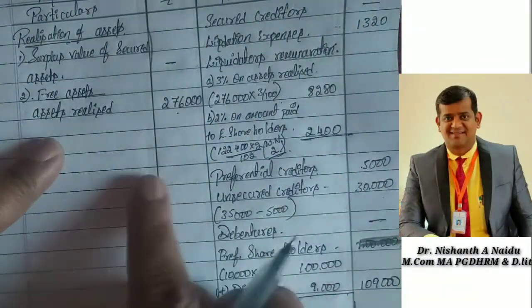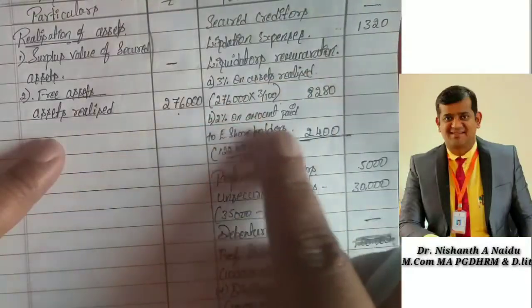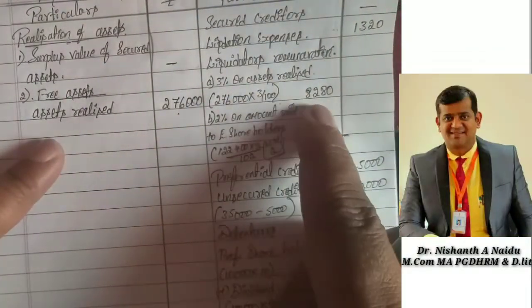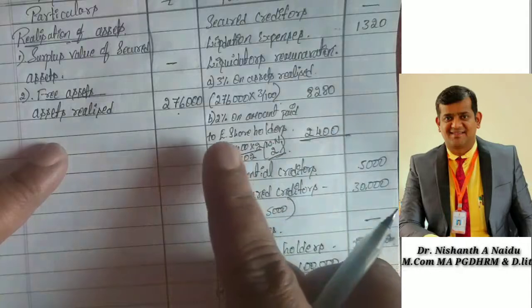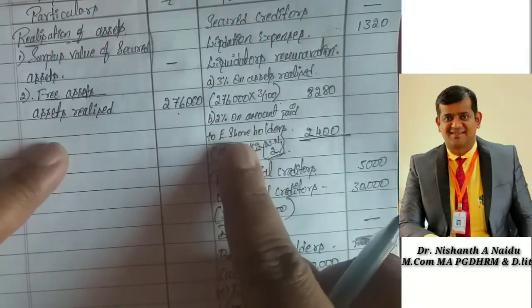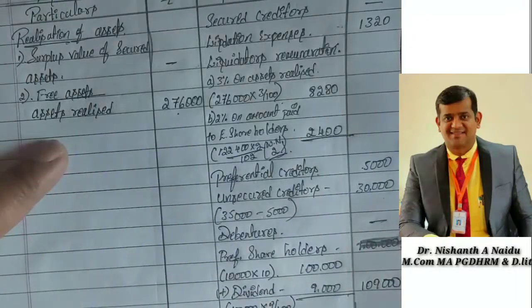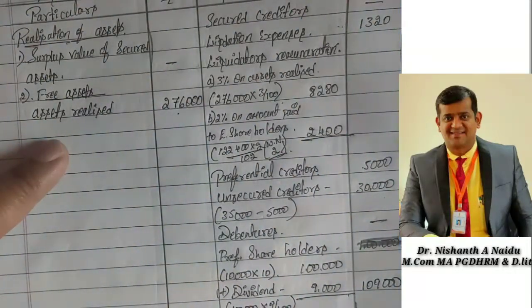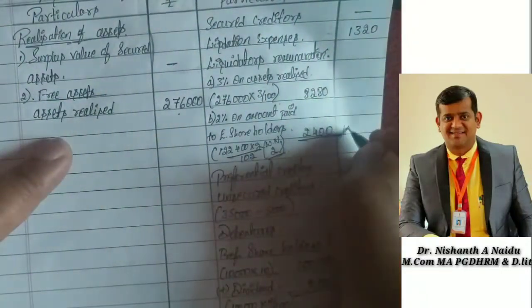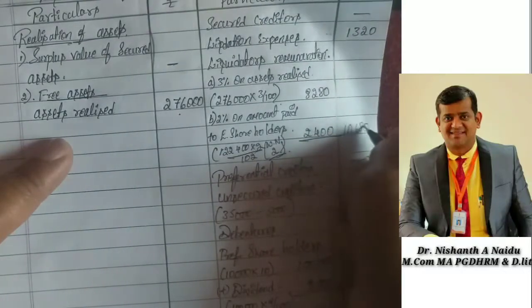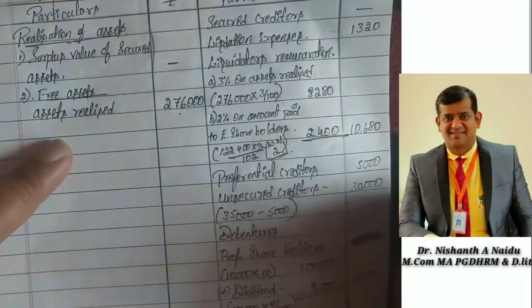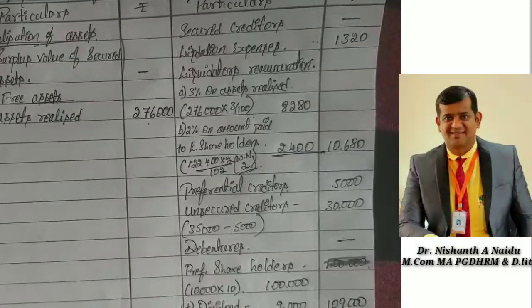The liquidator's remuneration: 3% on assets realized is 8,280, and 2% on amount paid to equity shareholders is 2,400. Add both. 8,280 plus 2,400 put together is 10,680. How much? 10,680 rupees. So now total and find the difference.